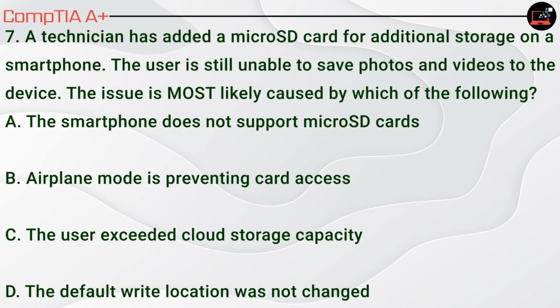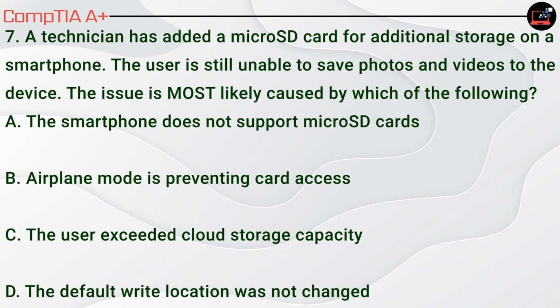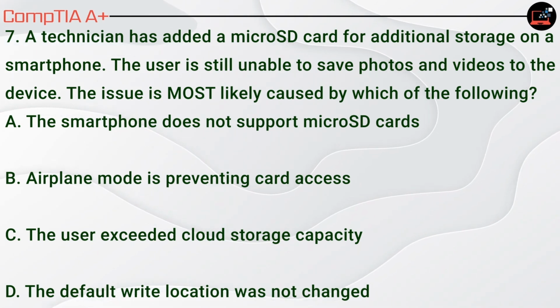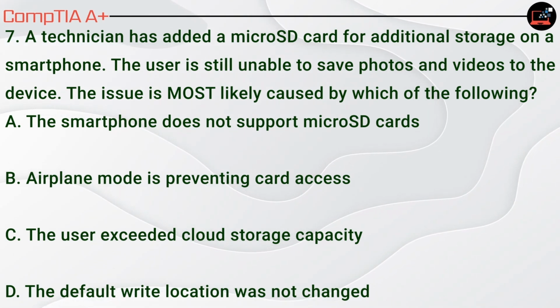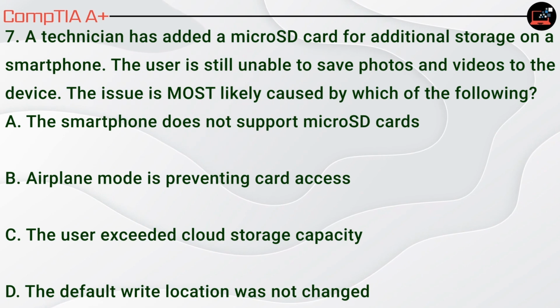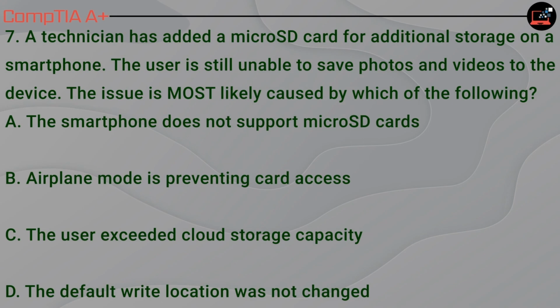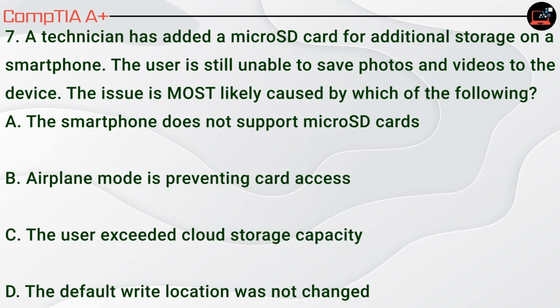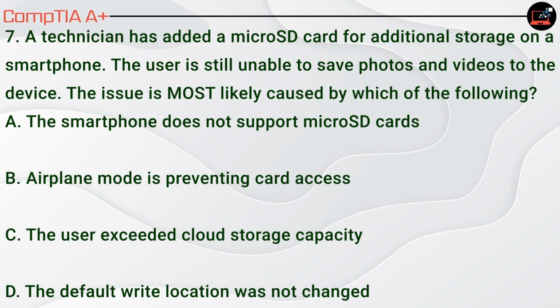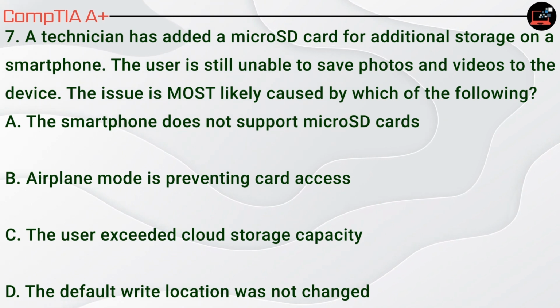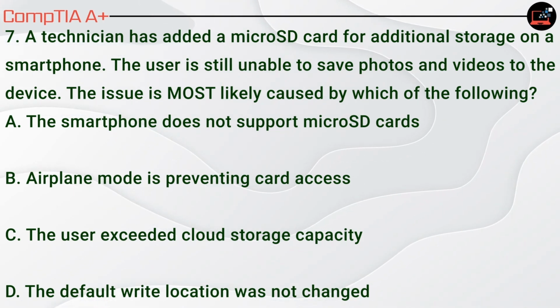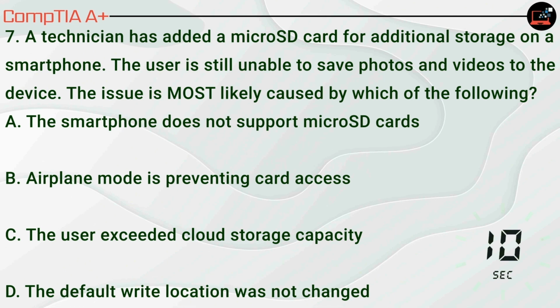Seven. A technician has added a microSD card for additional storage on a smartphone. The user is still unable to save photos and videos to the device. The issue is most likely caused by which of the following? A. The smartphone does not support microSD cards. B. Airplane mode is preventing card access. C. The user exceeded cloud storage capacity. D. The default write location was not changed.